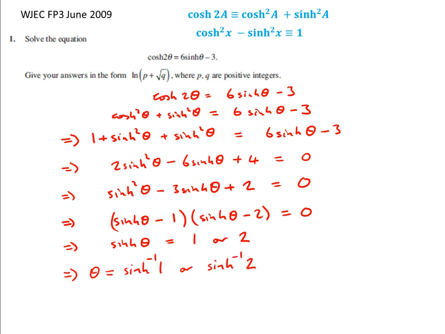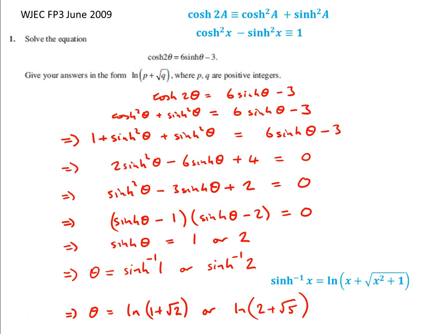So theta must be sinh to the minus 1 of 1 or sinh to the minus 1 of 2. We know that sinh to the minus 1 of x is the natural logarithm of x plus the root of x squared plus 1. So we can now say that theta is sinh to the minus 1 of 1, which is the natural logarithm of 1 plus root 2, or theta is sinh to the minus 1 of 2, which is the same thing as the natural logarithm of 2 plus root 5. So we've now got our two solutions to the equation in the required format.